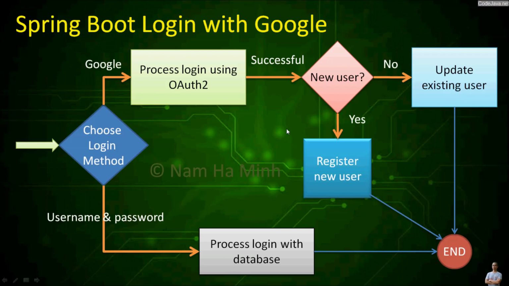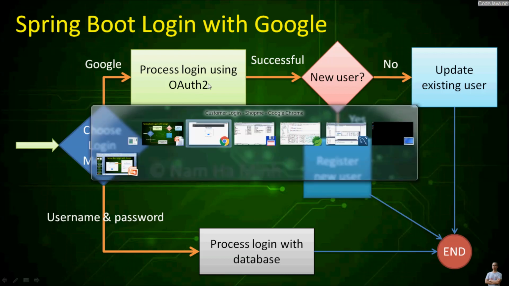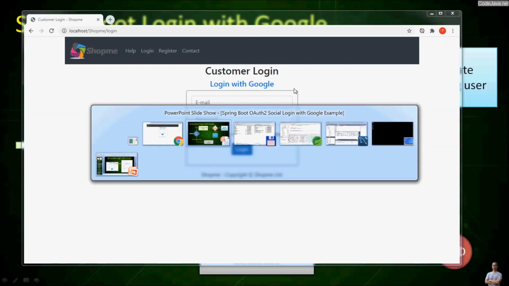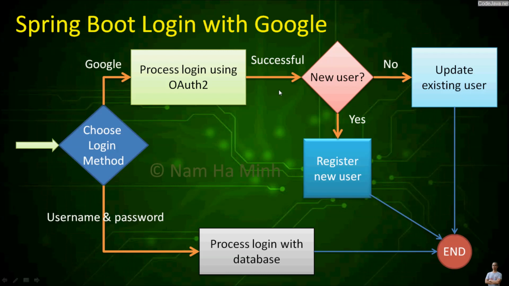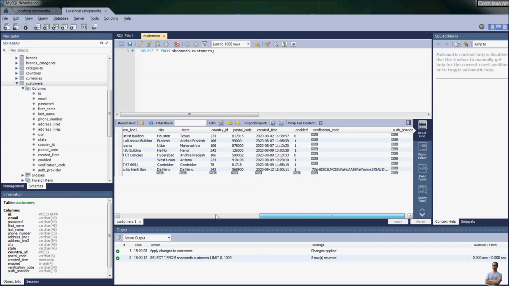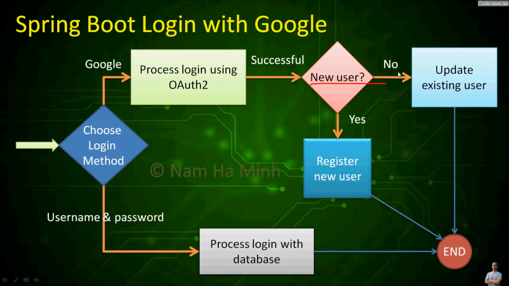So far, we have implemented the login process using OAuth2 with Google. The users can log in using their Google accounts successfully. And now let's update the workflow upon successful OAuth2 authentication. The application checks if the user is new or not, meaning that the customer information is available in the database or not. If not, we register a new user.